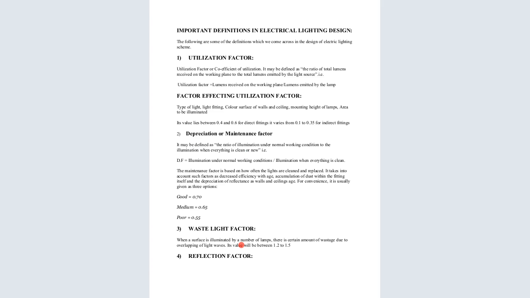Another one is the waste light factor. I said it's when the surface is illuminated by a number of lights, there is a certain amount of wastage due to overlapping of light waves. So this value will be between 1.2 to 1.5. That is the waste light factor. And then we went on and said we also have a reflection factor. So then we asked, what is a reflection factor? A reflection factor is a factor.